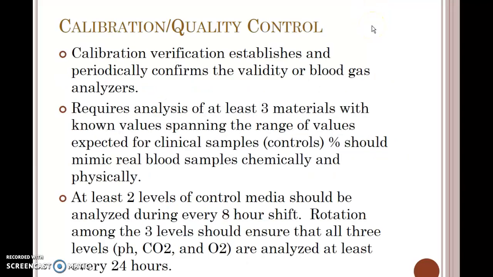Just some more on calibration and quality control. Calibration verification establishes and periodically confirms the validity of the blood gas analyzers. It does require analysis of at least 3 materials with known values spanning the range of values expected from clinical samples. So they'll look at generally the pH, the PaCO2, and the oxygen. At least 2 levels of control media should be analyzed during every 8-hour shift, and the rotation among the 3 levels should ensure that all 3 levels, again, your pH, CO2, and oxygen, are analyzed at least every 24 hours.